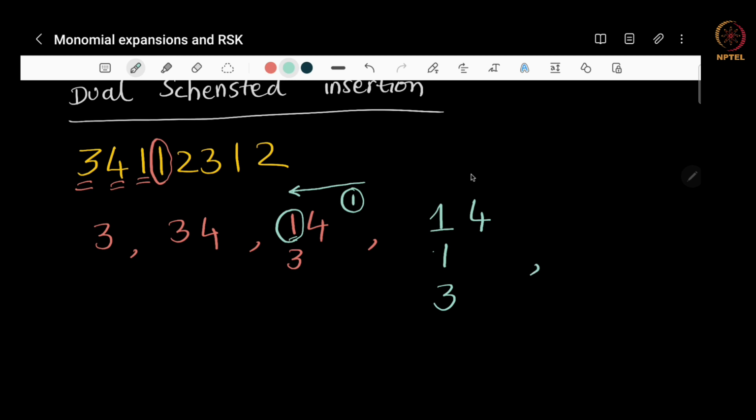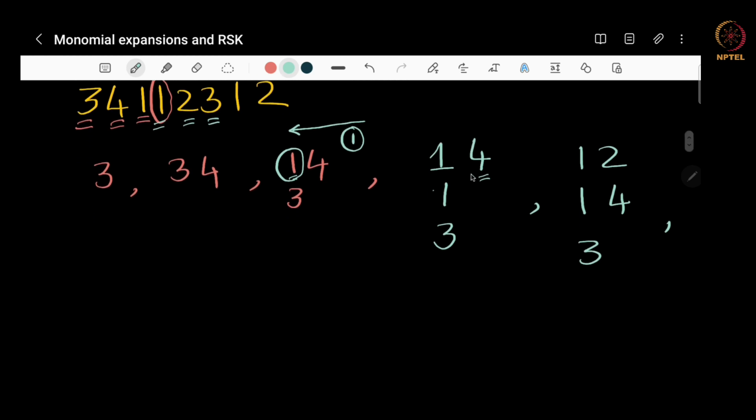Now when you read the next one, we read the 2. What happens to the 2? Again, the 2 tries to enter the first row and the only thing it can bump out is the 4. So the 2 takes the place of 4. The 4 goes to the next row, and it can fit right next to the 1. This is what happens in the next step. Now let's look at the 3 here. The 3 tries to enter the picture and it has no trouble. It just fits into the first row.